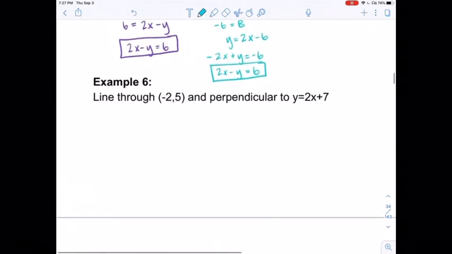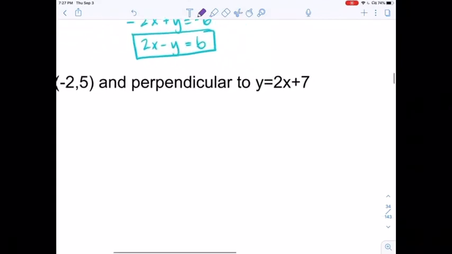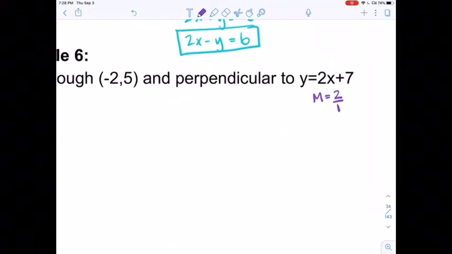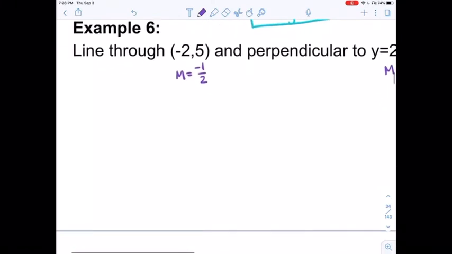And the last one here, a line through negative 2, 5, and perpendicular to y equals 2x plus 7. So the slope of this line is 2 over 1. So the slope of my new line will be negative 1 over 2. And now this is the information that I want to use. So y minus my y coordinate 5 is equal to the m, negative 1/2, times x minus negative 2.